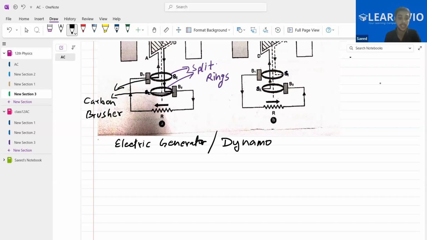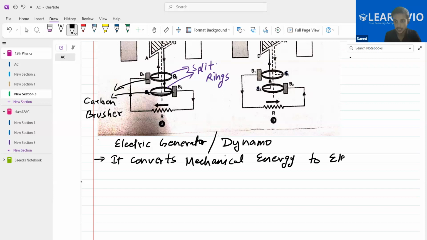And what else can we say? We can write the principle here. Let me write first of all: it converts one form of energy to another. If it is generating electricity, then definitely it is converting one form of energy into another. Do you agree with me? Because energy can neither be created nor destroyed, we know it. So which form of energy is being converted to which form? Mechanical to electrical. Yes, it converts mechanical energy to electrical energy. Yes or no?